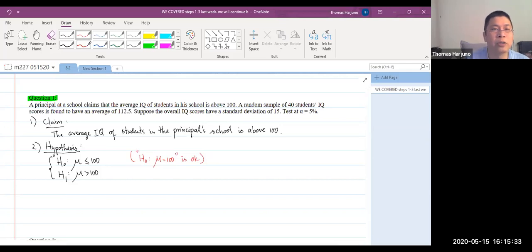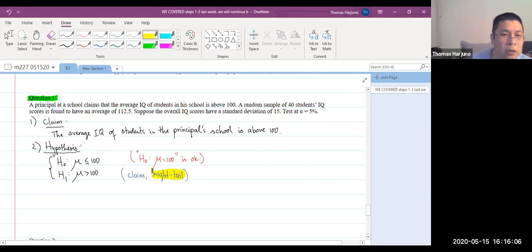Now from here you see, let me use blue color, that the claim is in the alternate hypothesis. And because it's greater than 100, it will be a right tail. Now this last part here is what we will use in step 4. The statement that it is a right tail is actually not customary to write there. The blue writing that I did here is actually not customary. So if you don't write that, you are fine.